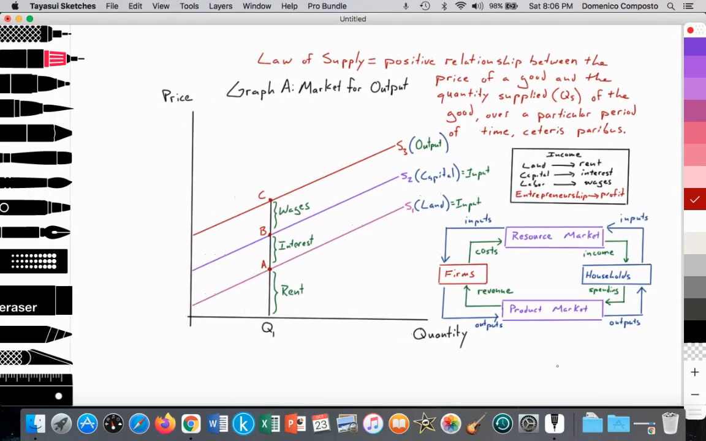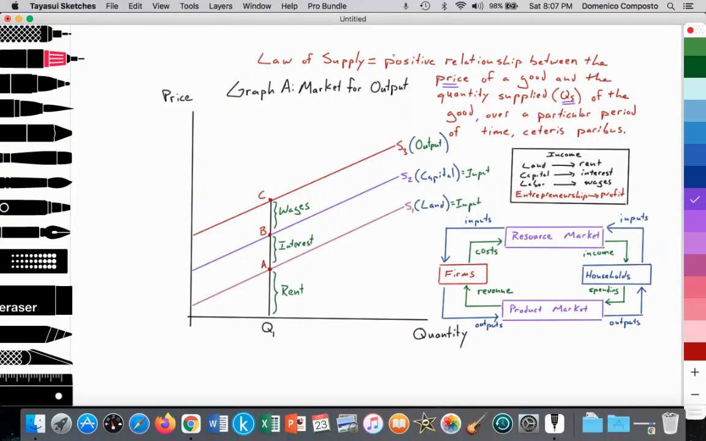So here we have our market for outputs, graph A, and we're going to utilize this particular model to understand the entrepreneur and their drive to increase the quantity supplied of outputs as price rises, and vice versa. So the law of supply states that there is a positive relationship between the price of a particular good and the quantity supplied of that good over a particular period of time, ceteris paribus.